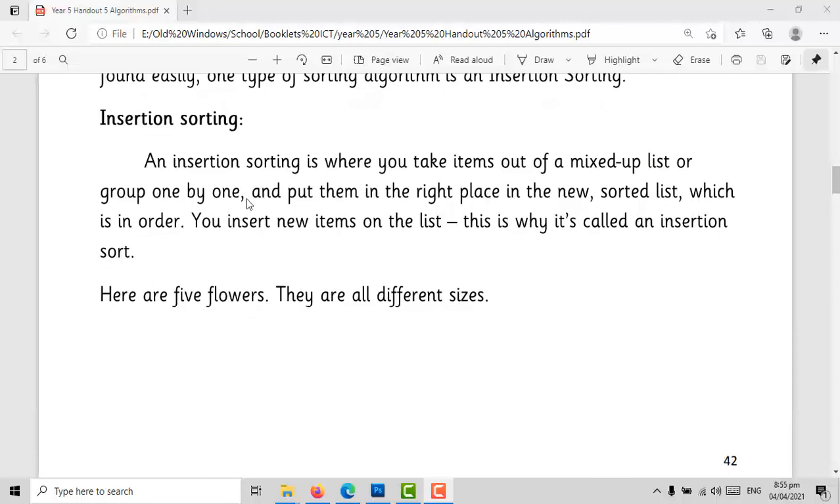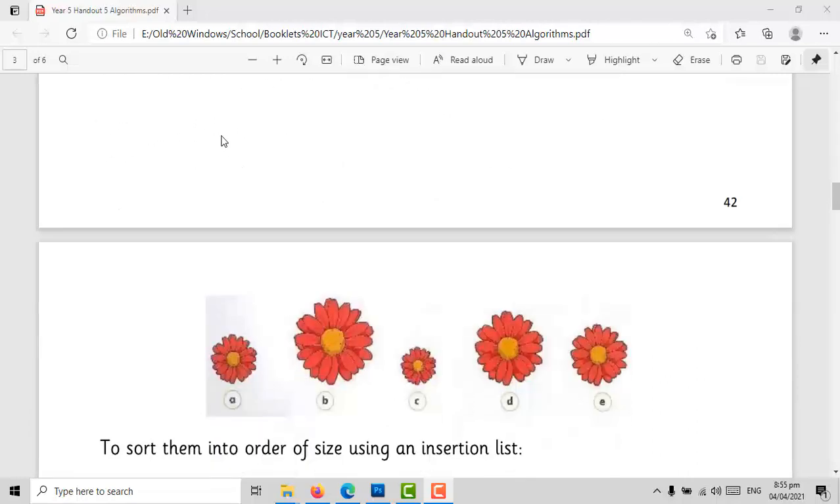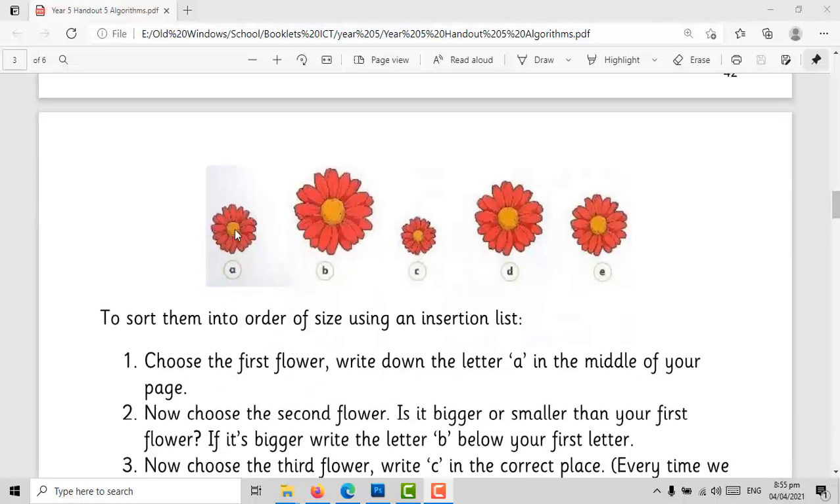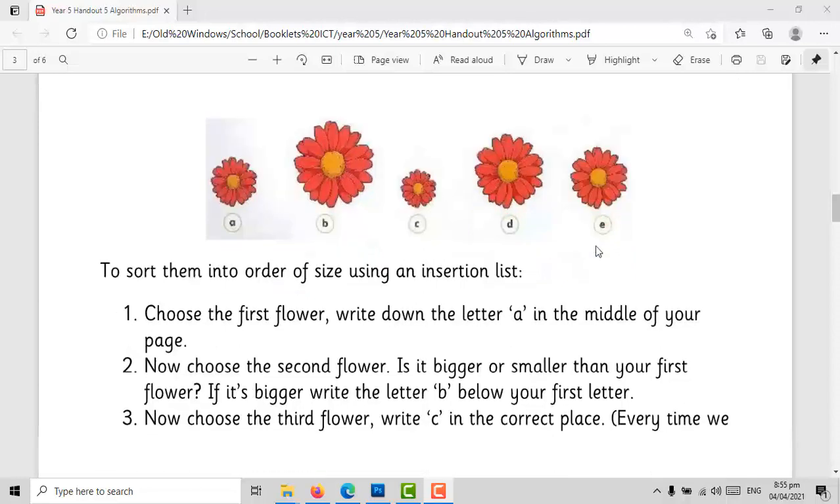The first type of sorting we studied was called insertion sorting. In insertion sorting, we pick one item from the list and we put it in the new list, and then we pick the second one. If it's bigger, we move up. If it's smaller, we move down, and so on till the last one.